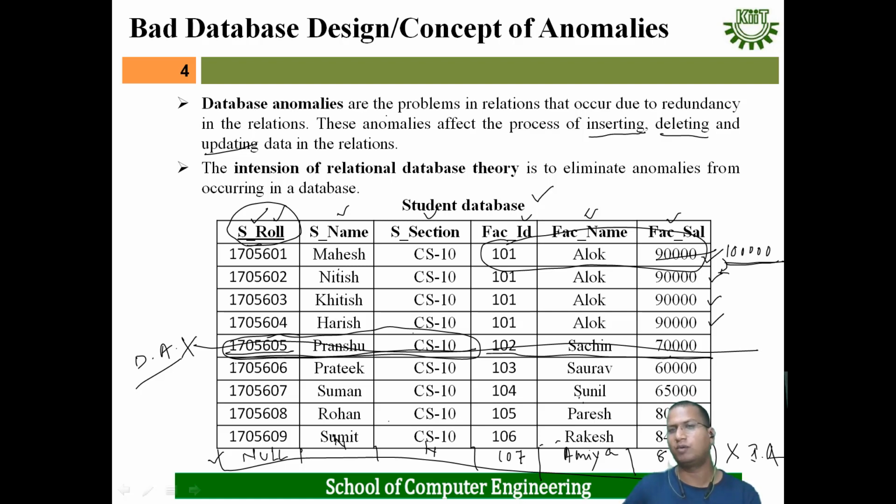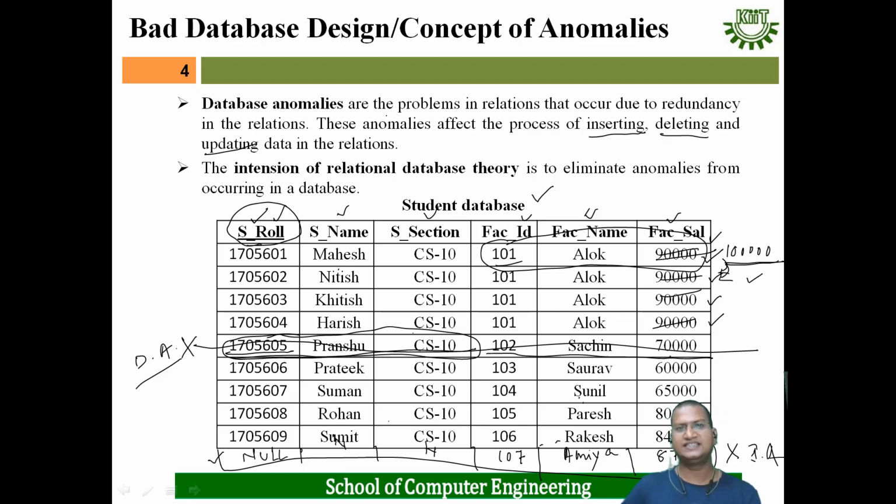That means if I want to update the salary of faculty ID 101, I have to update the salary in every row. Here five rows are there. Here also I have to change it, here also, here also. This is your updation anomaly. If I update the salary in one place, it will create conflicting results. That means in some rows the salary of faculty ID 101 shows 1 lakh, and in some rows it shows 90,000. This is your updation anomaly.